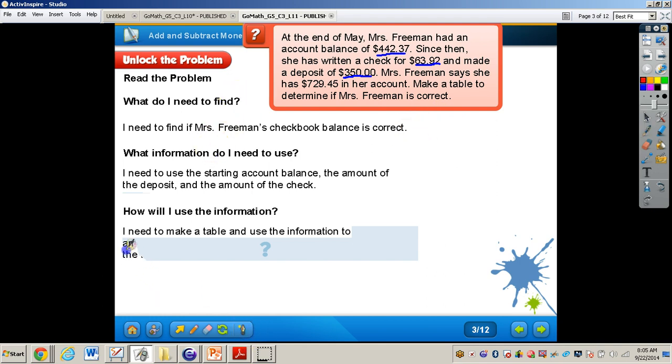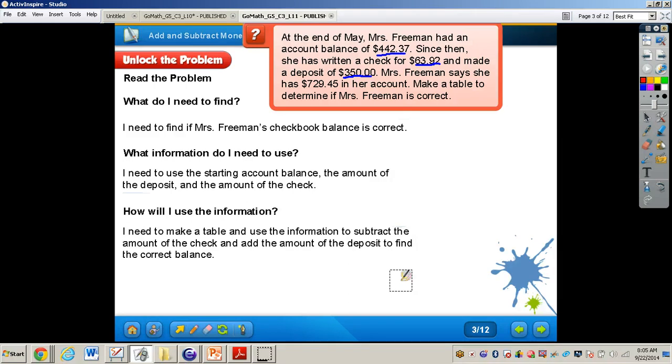Now, once we have figured out what we need to find and the information we are going to use, the final question we need to figure out is how are we going to make a table and use the information? So, I want you to write this down. I will need to make a table and use the information to subtract the amount of the check and add the amount of the deposit to find the correct balance. So let's write all of these answers down in your Go Math book on page 147.